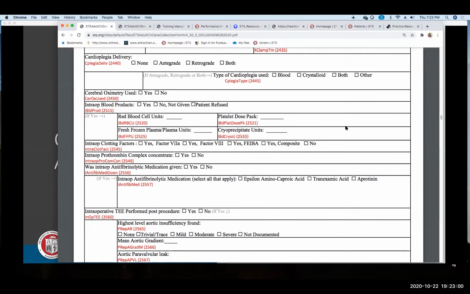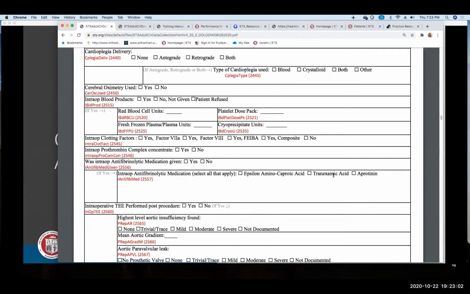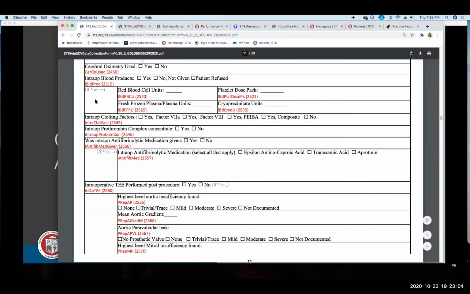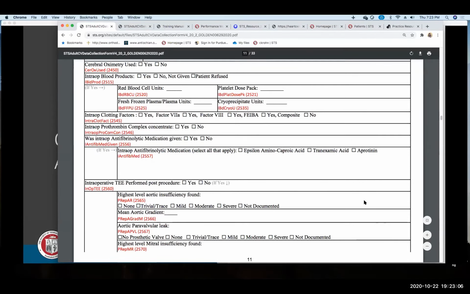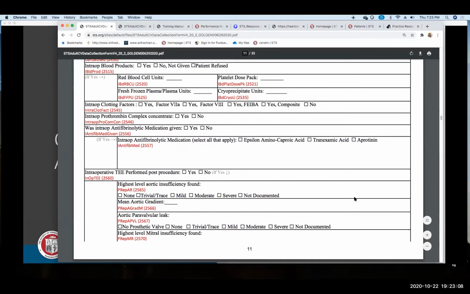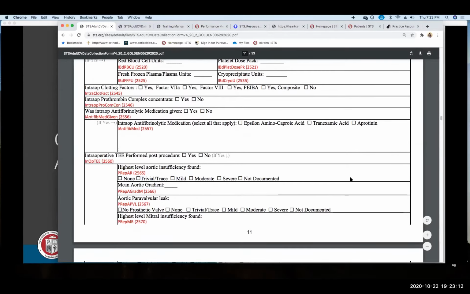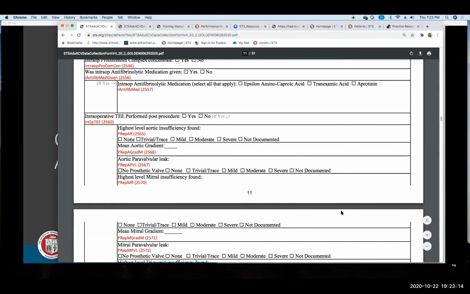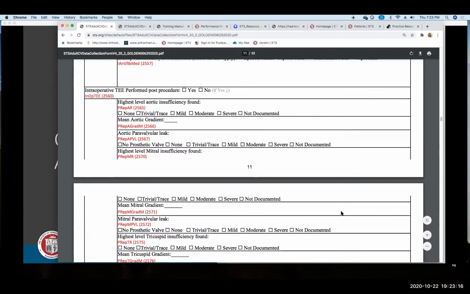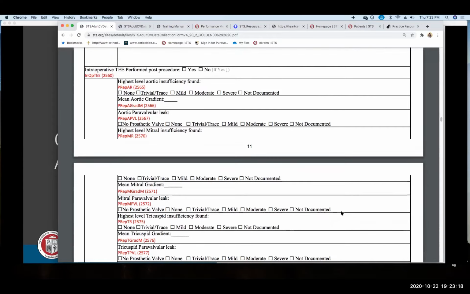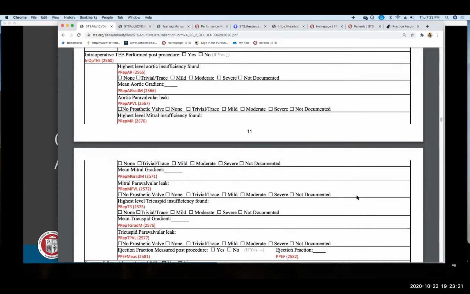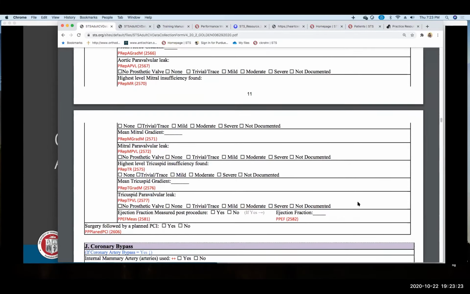Thank you. Okay. And then we get into just your basic intra-op management of that patient, including blood usage, any types of clotting factors that were administered, or antifibrinolytic medications, and then post-procedure, was a TEE performed before that patient left the OR, and what did that TEE show, specifically for valve cases.